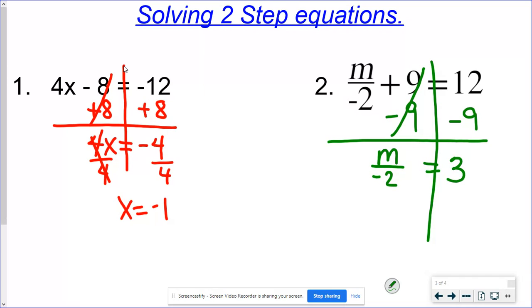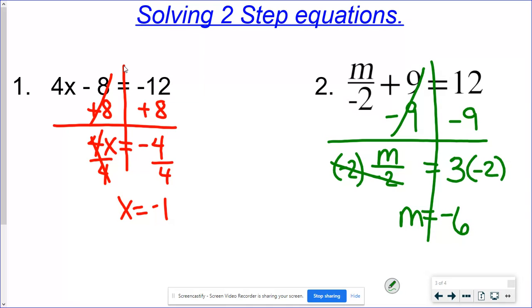Now, I want to get rid of dividing by negative 2. To get rid of dividing, I'm going to multiply. Remember, this was on the outside, so multiply by negative 2, multiply by negative 2. Gone. So here's my m. 3 times a negative 2 is a negative 6.